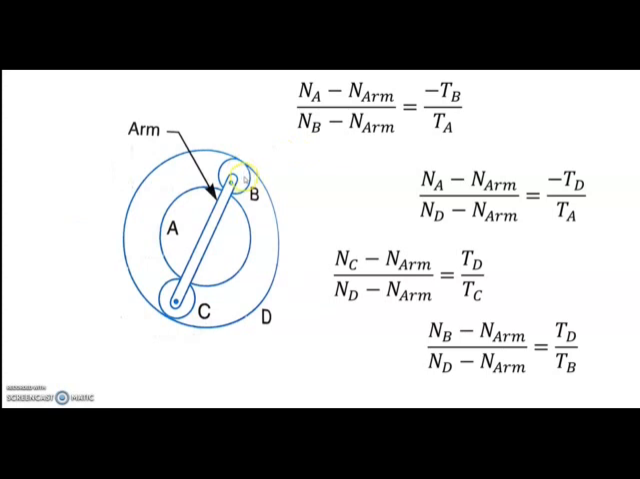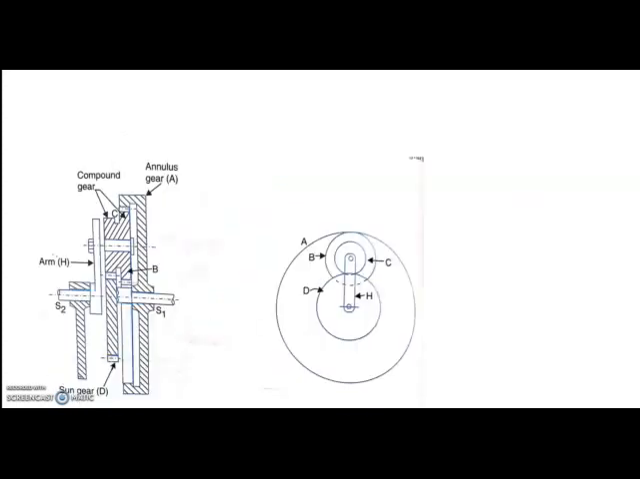This is the major advantage of the algebraic method, and this is very fast. One more example with B and D is similar to NC and ND. I have written the equation (NB minus NR) by (ND minus NR) is equal to TD by TB. So I think you understood how to write the relations of an epicyclic gear train. It is like a simple gear train. The only thing is we have to write the relative speed with the arm, and the negative or positive sign based on the rotation direction of the speed. So I will take one more example.